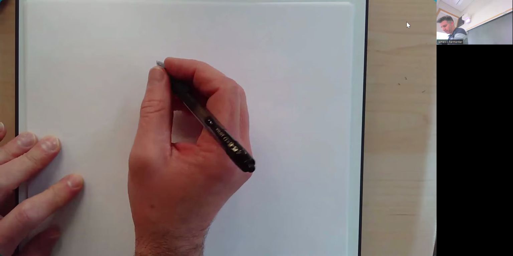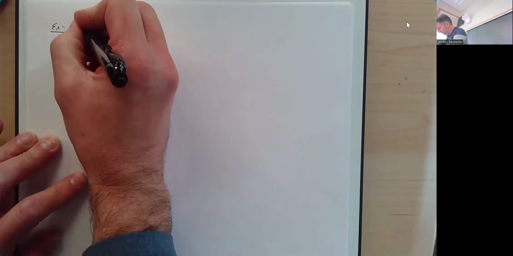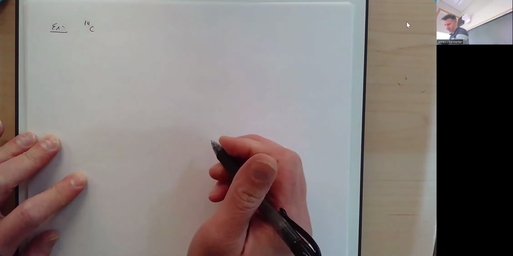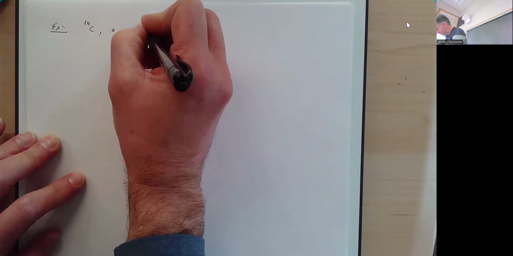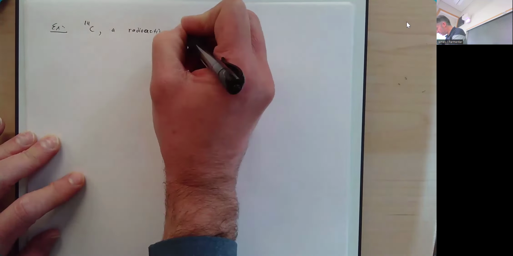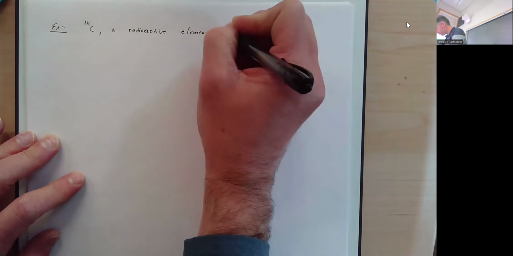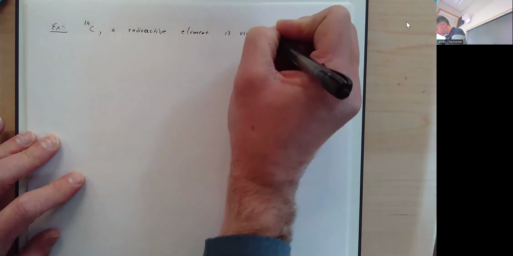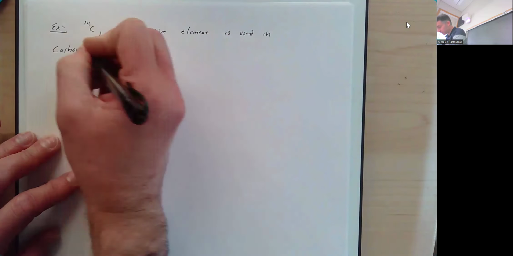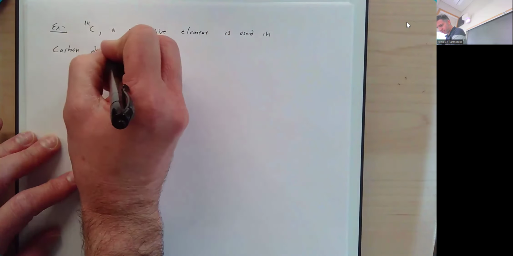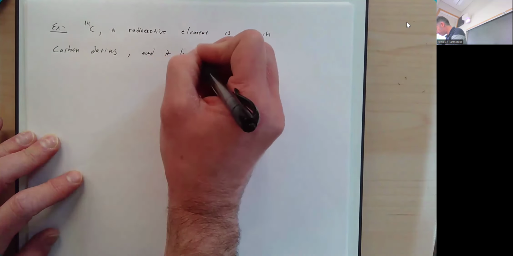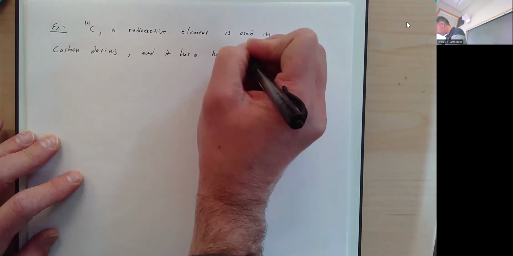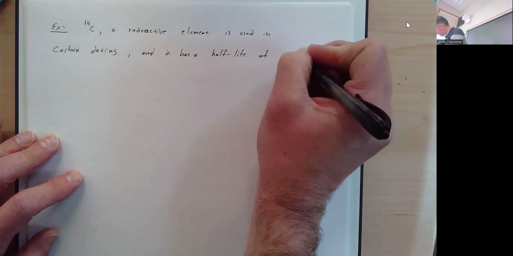Yeah, sure, decay. So let's say we have carbon 14. I guess it's written this way. I don't know. I'm not a chemistry person. A radioactive element is used in carbon dating. Here's the carbon dating. And it has a half-life of 5,730 years.